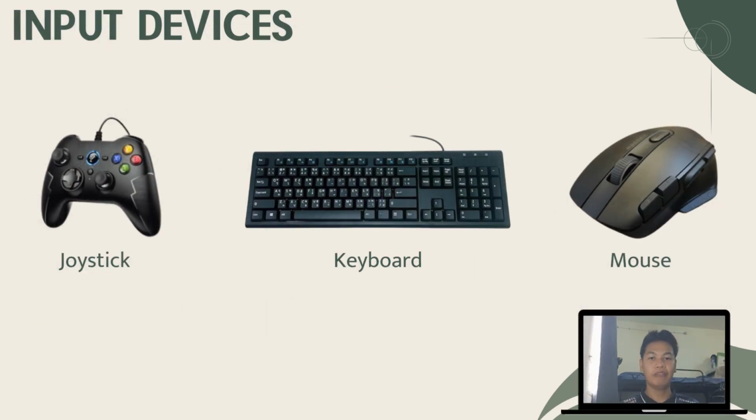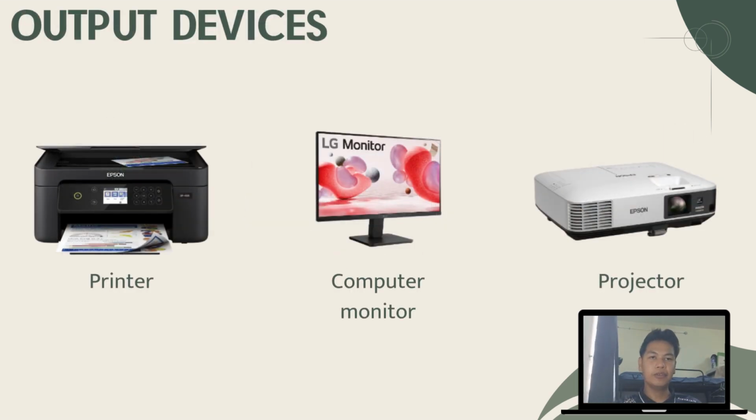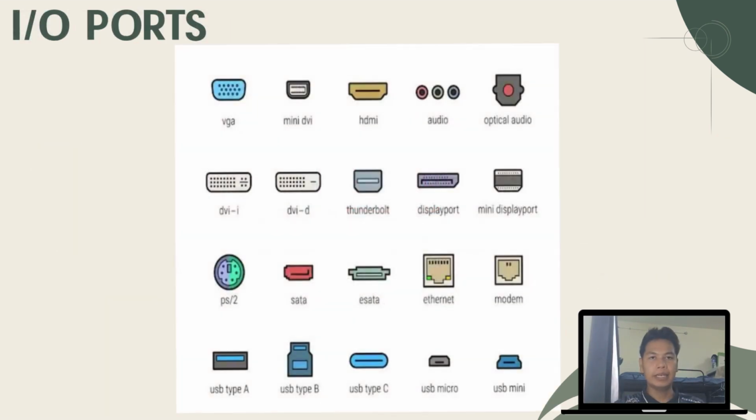So these are a few examples of input devices. The first one, we have joystick. Second one, we have keyboard. And the third one, we have mouse. And these are a few examples of output devices that we commonly use today, which are printer, computer monitor, and projector. And these are a few examples of I/O ports that we can find today.